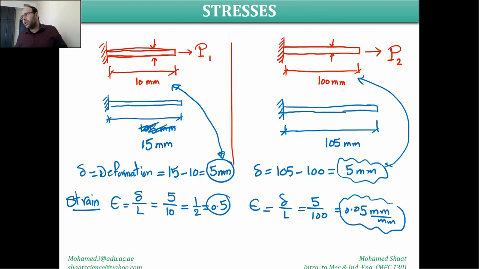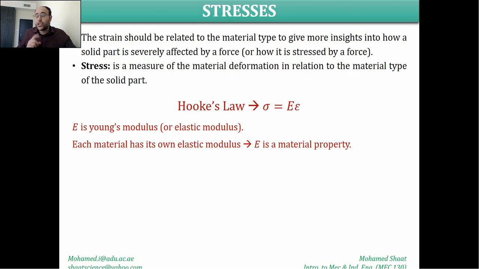So what does this mean? In that case, the strain will not be the accurate measure to judge which part is gonna fracture first. In case the material is different, it means that we need another measure, a third measure, that takes the material effect into account to judge which bar is gonna fracture first, or the influence of the force over this bar, which is the stress. So the strain should be related to the material.